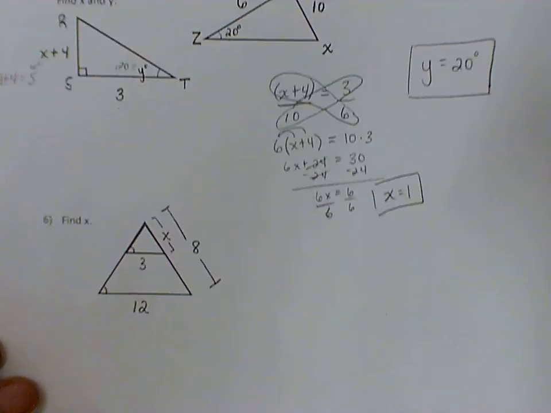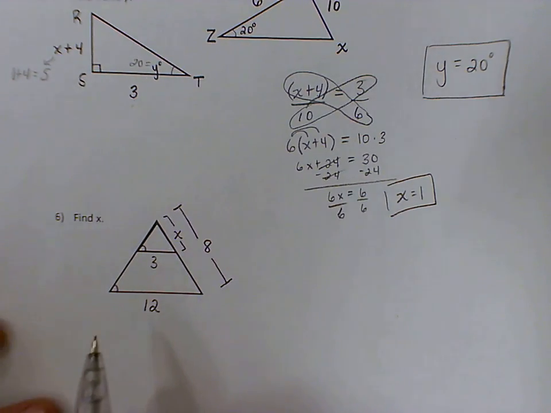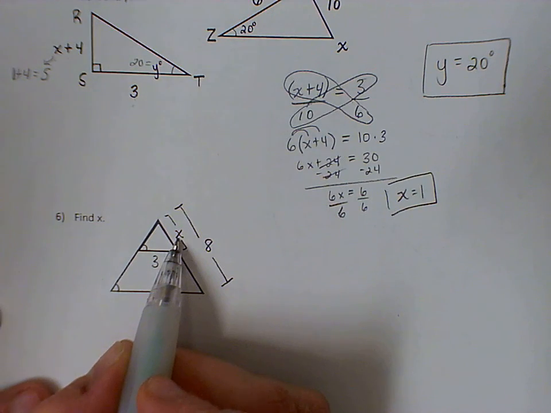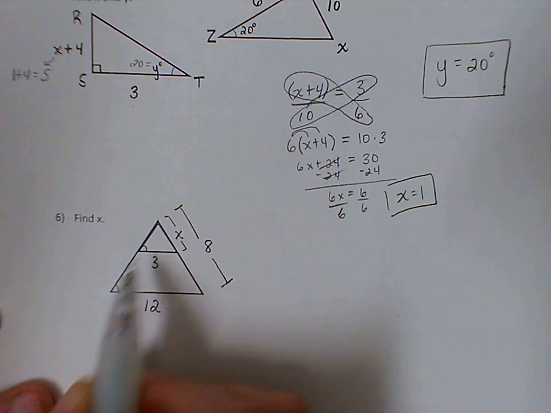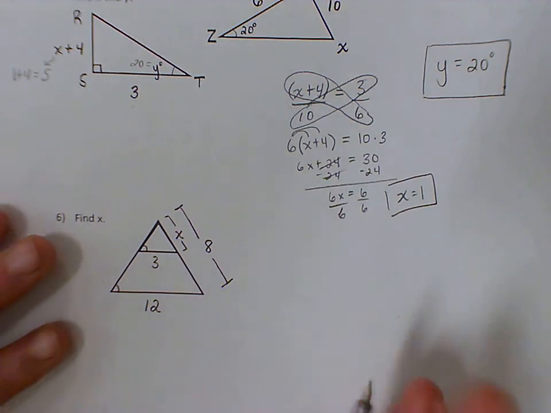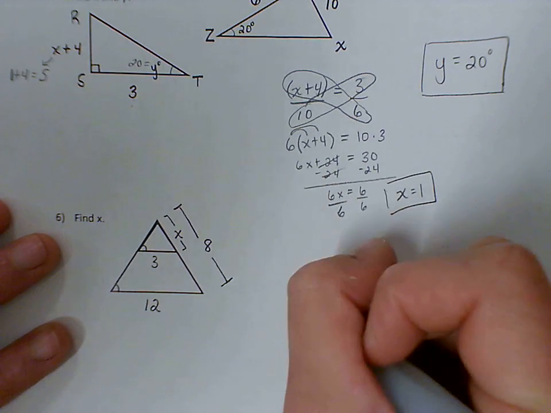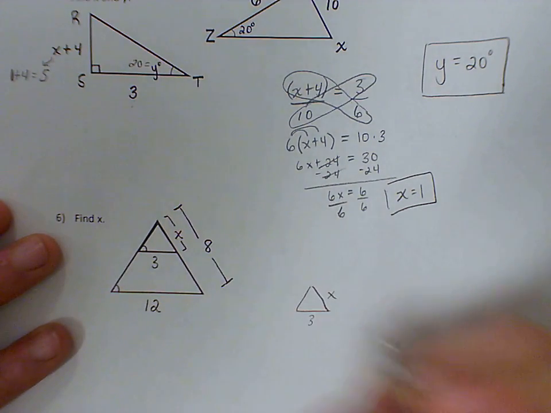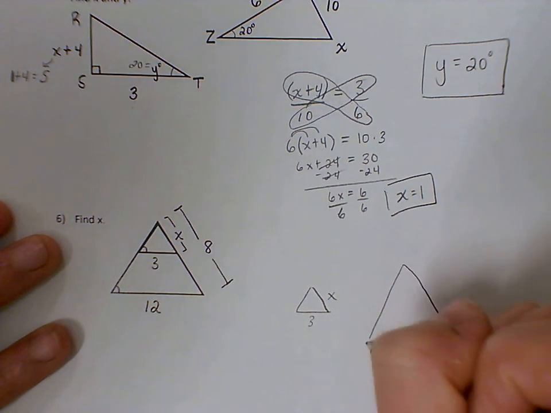So the last one, if they give you something like this, I just wanted to show you a trick with this. So if they give you something like this and they ask you for X, do you see how there's like a little triangle that's almost been laid on top of a bigger triangle? When they do that, you actually want to separate your triangles. So I'm going to take that little triangle off. And so I'm going to just label it. So the bottom part is 3, and then the side of it is X. Okay, so that's my little triangle.